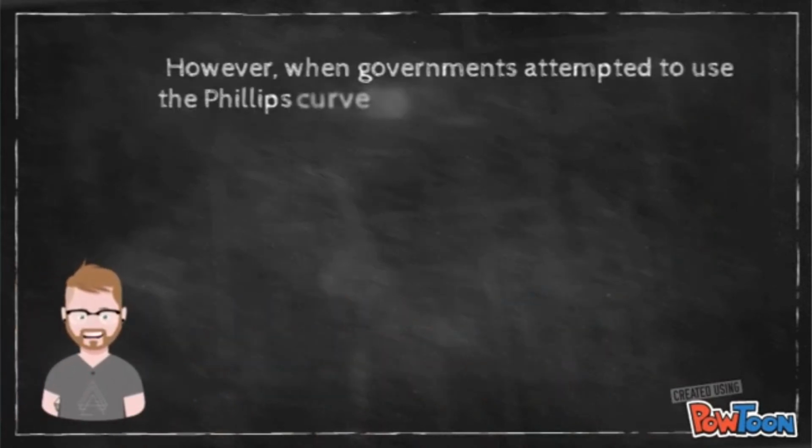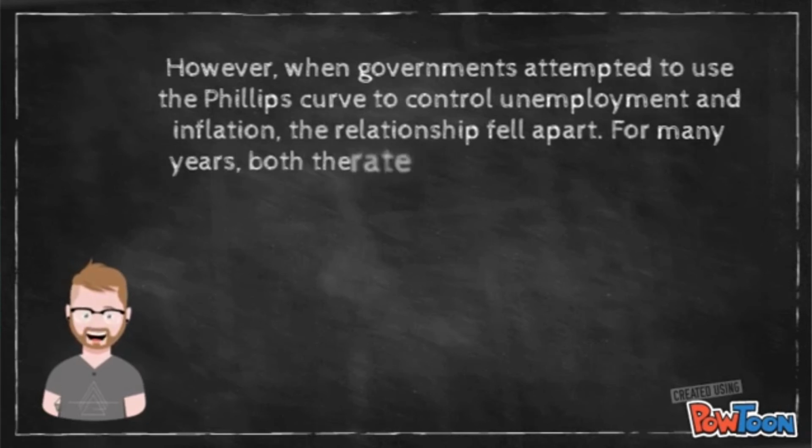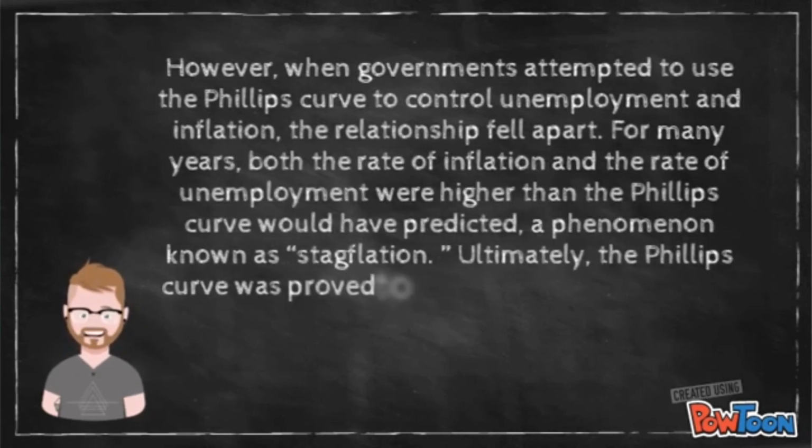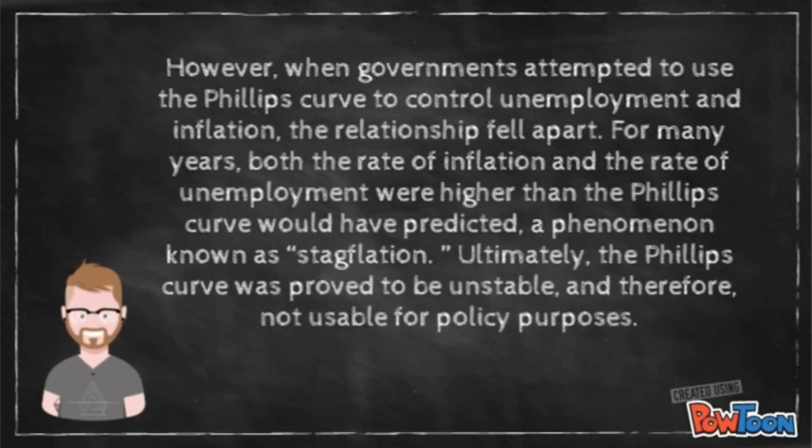However, when government attempted to use the Phillips curve to control unemployment and inflation, the relationship fell apart. For many years, both the rate of inflation and the rate of unemployment were higher than the Phillips curve would have predicted, a phenomenon called stagflation.